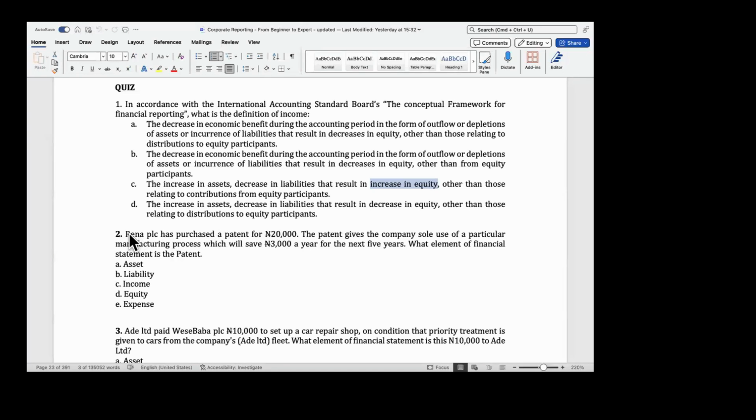Number two, a PLC has purchased a patent for 20,000. The patent gives the company sole use of a particular manufacturing process, which will save 3,000 a year for the next 5 years. What element of financial statement is this patent? Let me allow you to try this one. Who is trying this one?